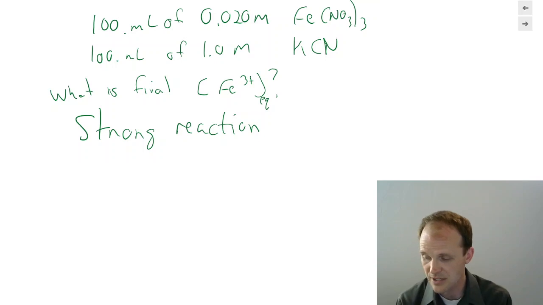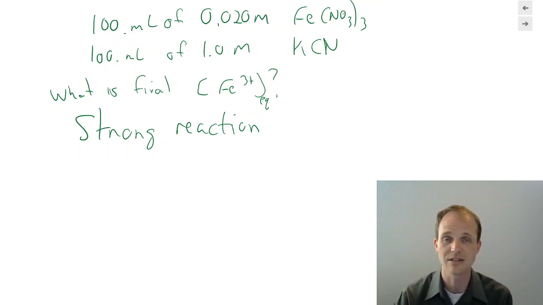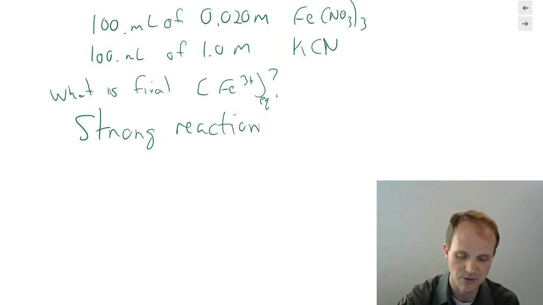The first thing we need to do is convert from molarities to millimoles. Why? Because our volume's changing. We're diluting this stuff. So we could do it two ways. We could calculate the diluted concentration, or we could just convert to millimoles. I'm going to convert to millimoles first.